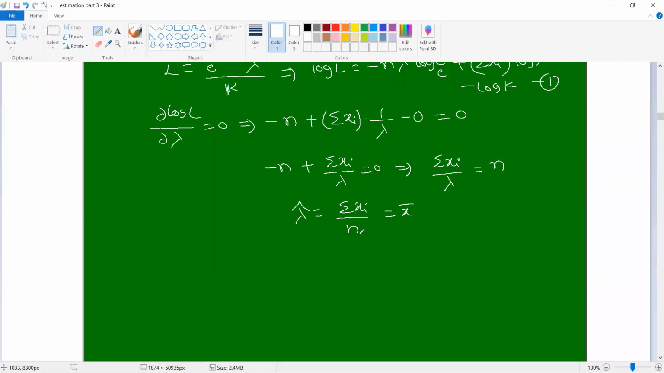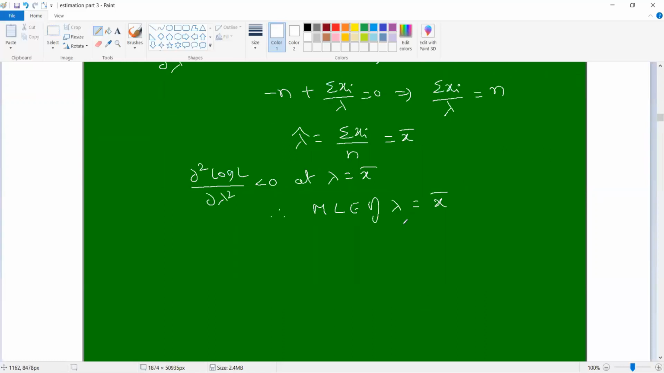No need to take the second derivative here, directly the concept: dou square log L by dou lambda square is definitely less than 0 at lambda is equal to x bar. Find the second derivative of 1, differentiate 1 with respect to lambda twice and substitute lambda is equal to x bar, definitely this value is negative. Therefore, here the MLE of lambda is equal to x bar.